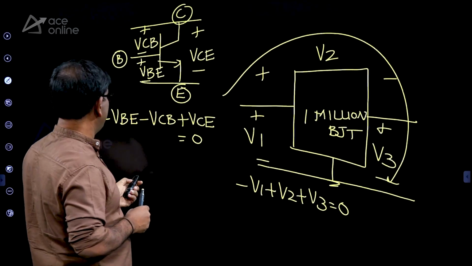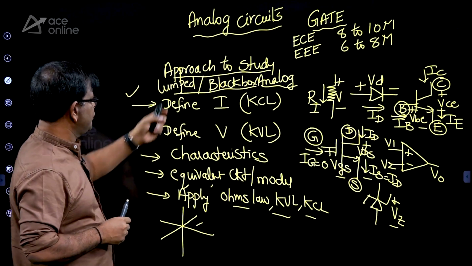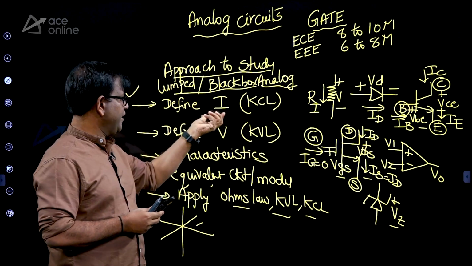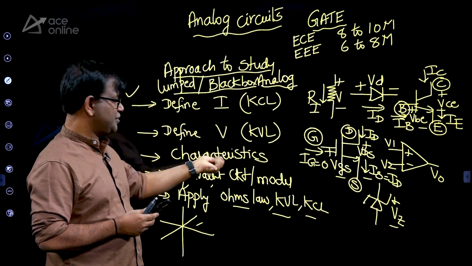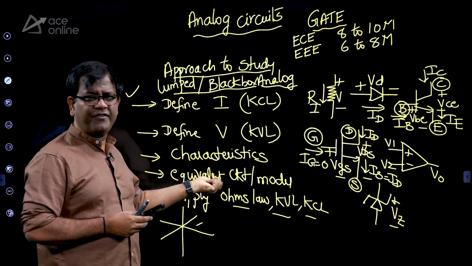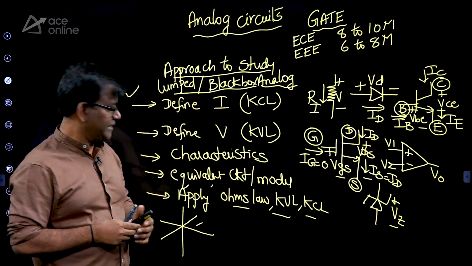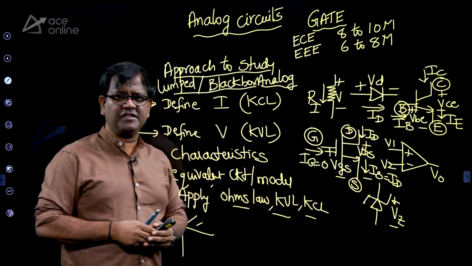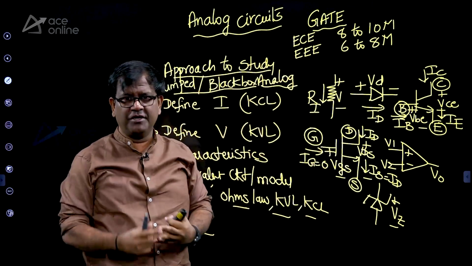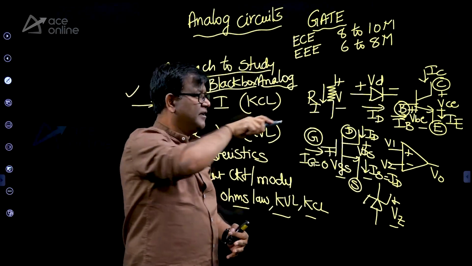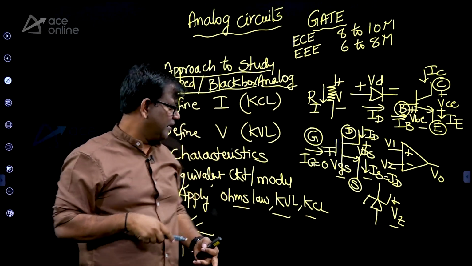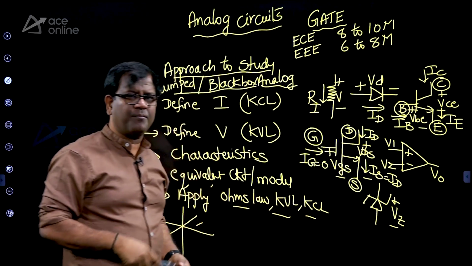So let us go back here. Any student who wants to start analog takes up a device, defines current and voltage, characteristics, has an equivalent model, and has to know how to apply KVL and KCL. And KCL is fun. Even if you have a big circuit, you can choose a boundary for that and then take entering equal to leaving, even for a million transistors. So you can apply KCL.